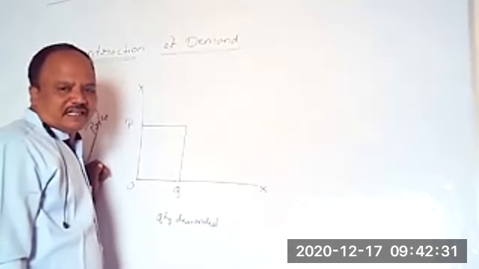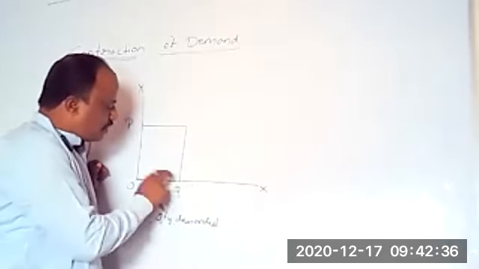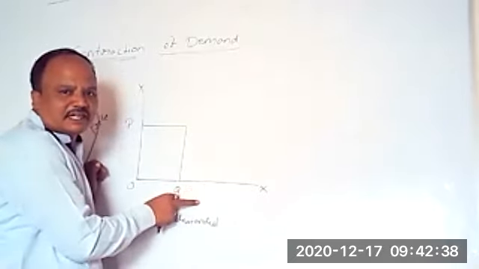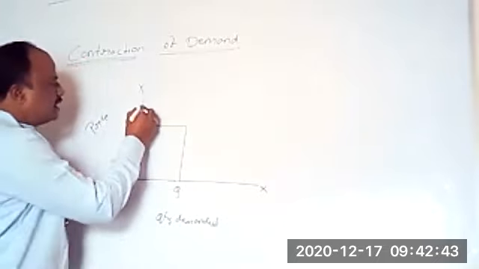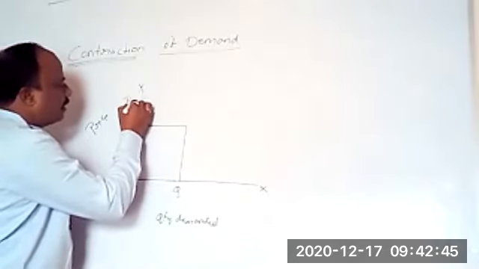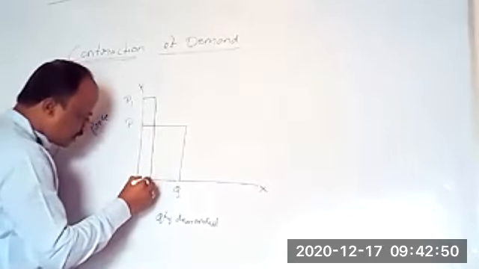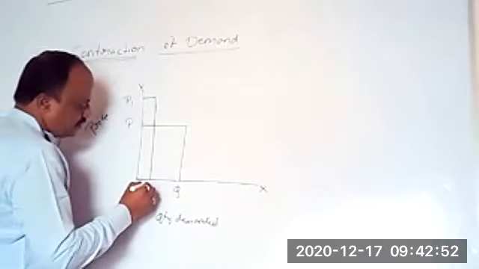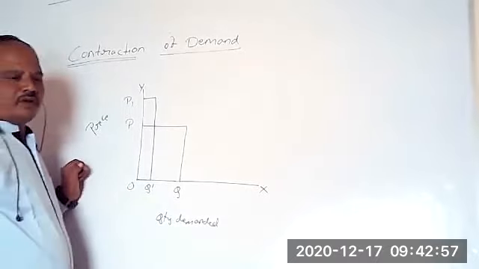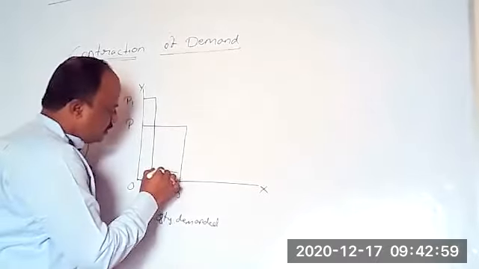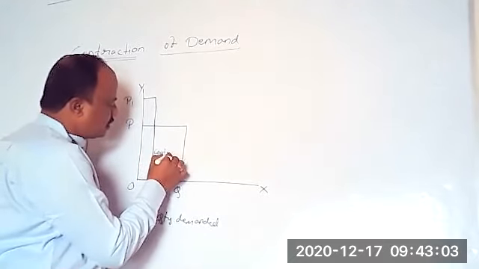So we have said that contraction in demand means less units are demanded at a higher price. So if the price increases from OP to OP1, then our demand will contract to OQ1. This is what we can say, contraction.